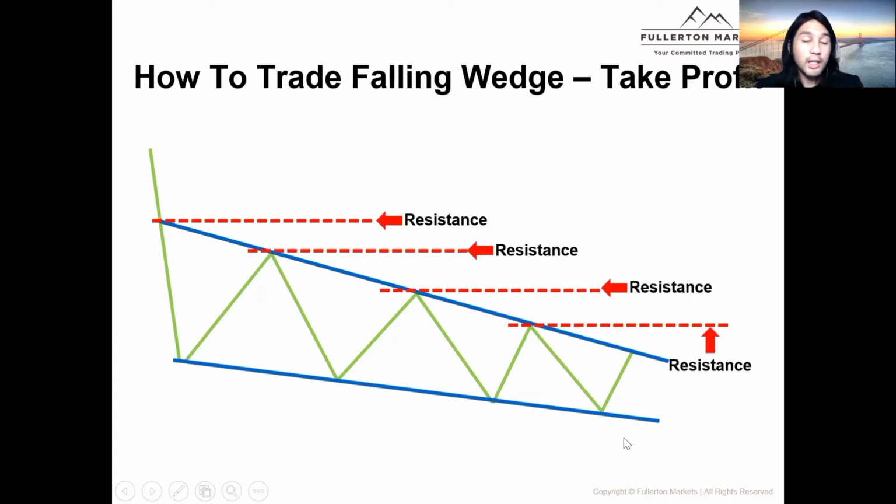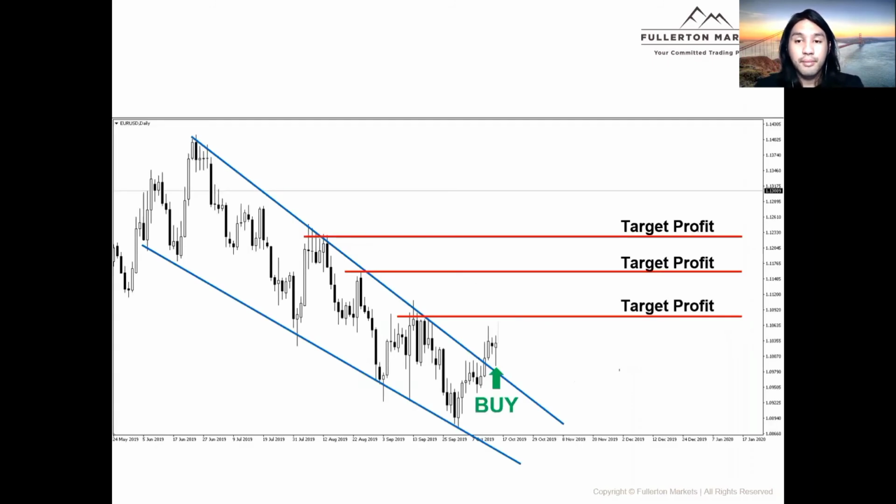Later on, I'll give you guys some live examples. These are some examples, but later on we'll go to the live charts for even better examples. So we are looking at the Euro dollar on the daily time frame.